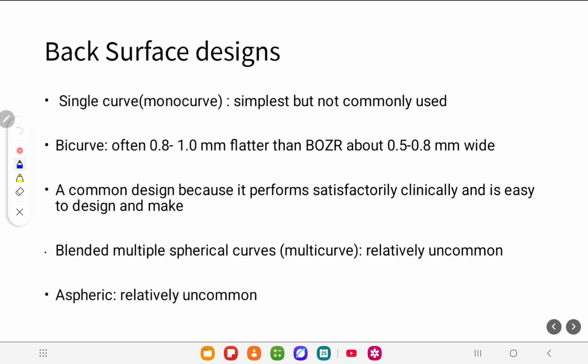So back surface design: single curve, monocurve, is simply not common. You will not see a monocurve design. Bicurve design means the secondary curve is often 0.8 to 1 mm flatter than the BOZR. If your BOZR is 7, then it's 7.8, something like that. It is the most common design because it performs satisfactorily clinically. Nowadays you will commonly see three back surface curves, or an aspheric design. Blended multi surface means the junction between the two surfaces at the back is blended.